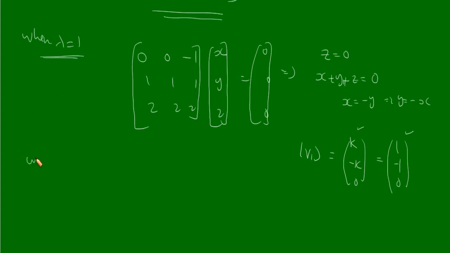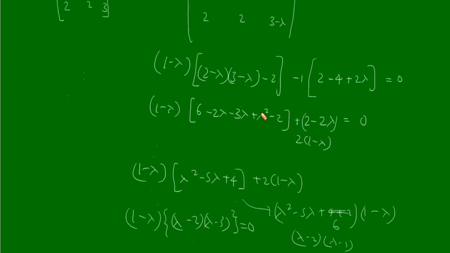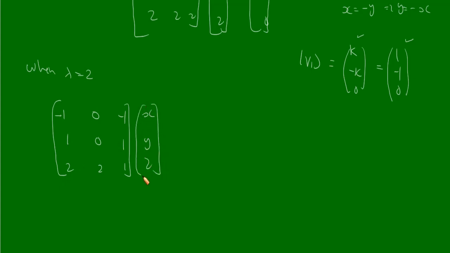Next what we have to do is the case when lambda is 2. So when lambda is equal to 2, what will our matrix be? 1 minus 2, that will be minus 1, 0, minus 1, 1, 2 minus 2 will be 0. Here 3 minus 2, 1 will come. Okay. So then when lambda is equal to 2, our equation will be minus 1, 0, minus 1, 1, 0, 1, 2, 2, 1 into x, y, z is equal to 0.